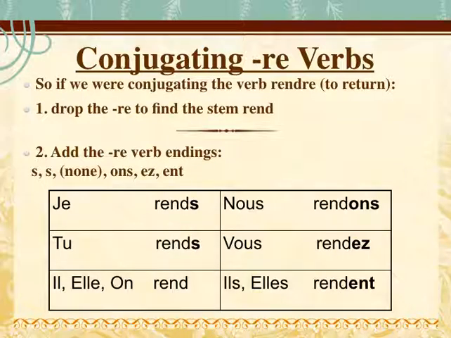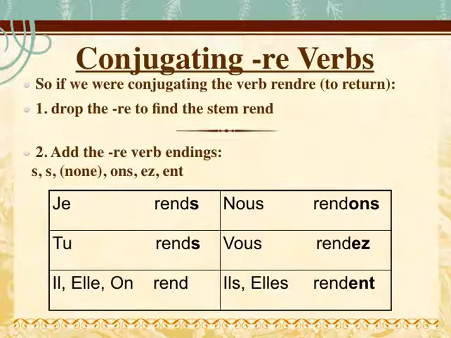il, elle, on rend. D is now the last letter of that verb conjugation, and D is not a careful letter. So we hear a very small difference. Je rends, tu rends, il, elle, on rend. Nous rendons, vous rendez, ils, elles rendent.